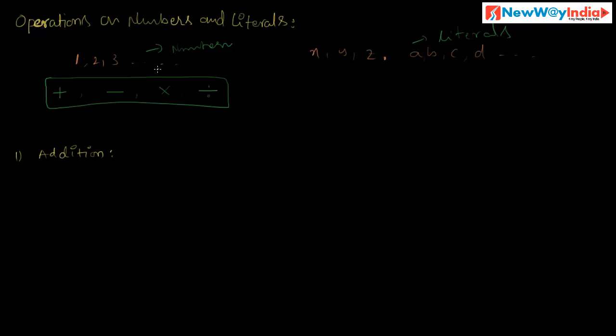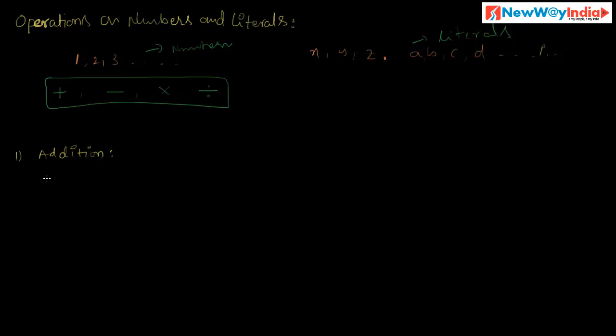What are the literals here? Literals are x, y, z, and so on, a, b, c, d, and so on, and p. These are the different types of literals. And numbers 1, 2, 3, and so on. These are the different types of numbers. Now, how will you add these literals and numbers? How will you write these numbers? So, what are the different operations on these numbers?